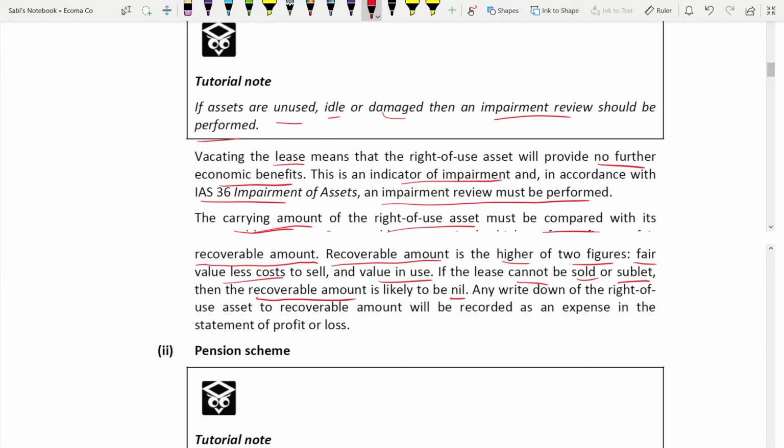Okay, this is about lease we are talking about. And any write down of the right of use asset to recoverable amount, what should you do? It's carrying amount minus recoverable amount. So that means your right of use asset you have to bring down to the recoverable amount, right? If you bring it down, that is known as write down. You record it as an expense in the statement of profit and loss. Where do you write impairment? Statement of profit and loss. It's an expense for you. So this is an impairment.